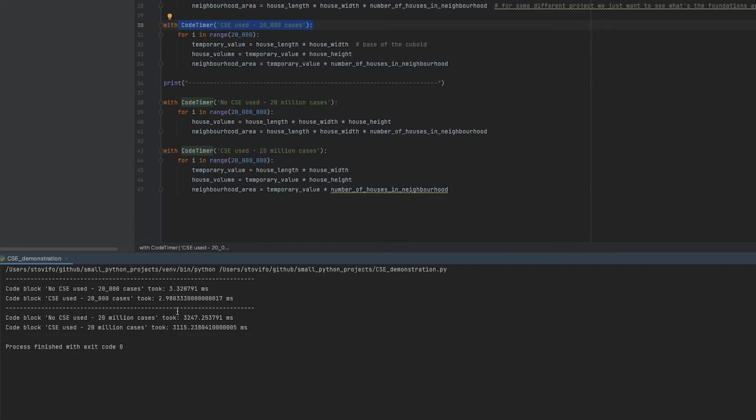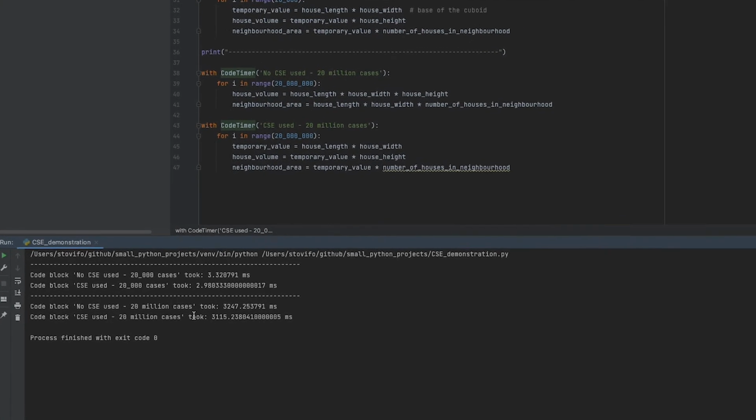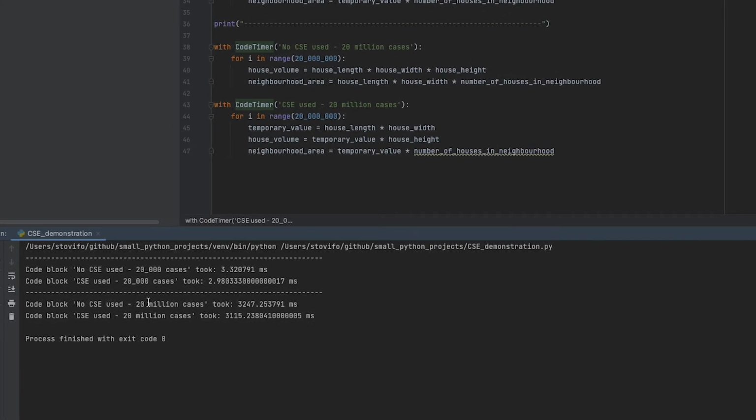The second case ran on 20 million cases, and the function with no CSE took approximately 3.25 seconds, while the second function on 20 million cases took 3.115 seconds, which is 0.113 seconds shorter. We can clearly see that the gap between times gets bigger when we increase the number of cases that we use, or when we run the code for longer periods of time.